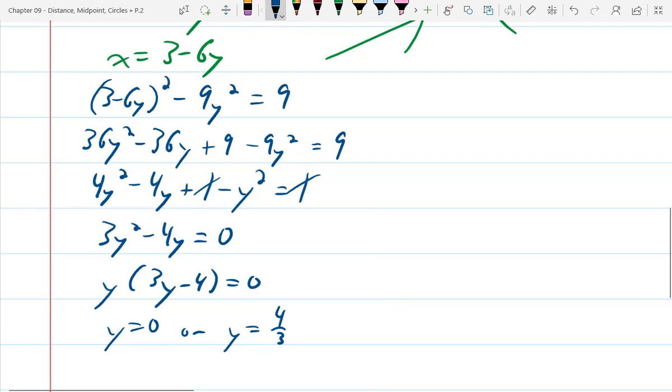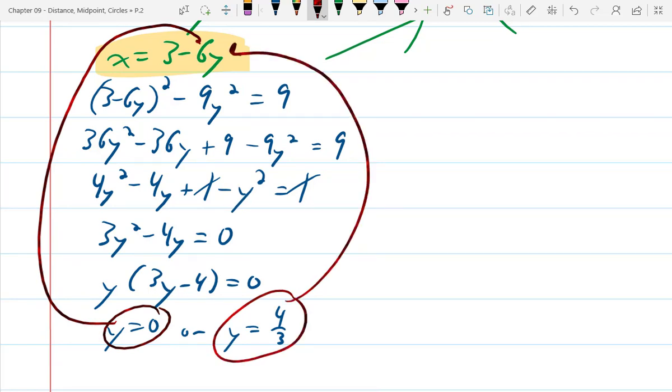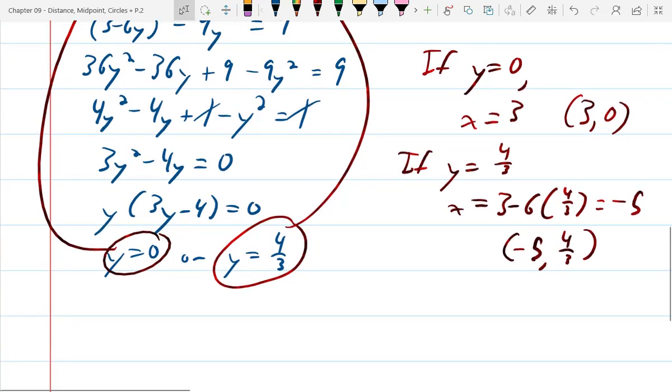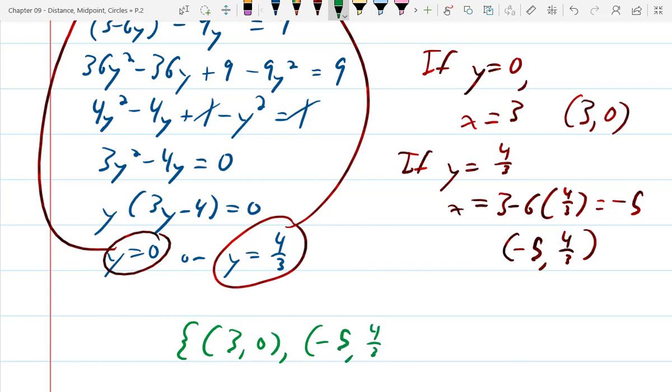Then we go back and check in the equation right here. I'm going to take y equals 0 and plug it in, and y equals 4/3 and plug it in. If y equals 0, x is equal to 3 minus 6 times 0, which is 3, so (3, 0) is an ordered pair. If y is equal to 4/3, x is equal to 3 minus 6 times 4/3, which is 3 minus 8, negative 5, so (-5, 4/3) is a solution. So my two solutions are (3, 0) and (-5, 4/3).